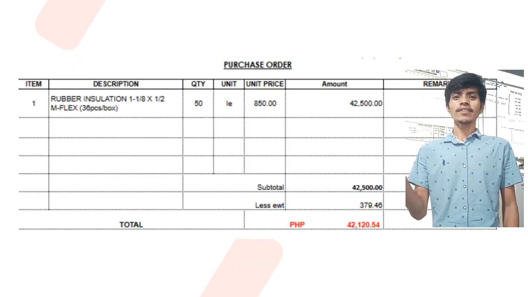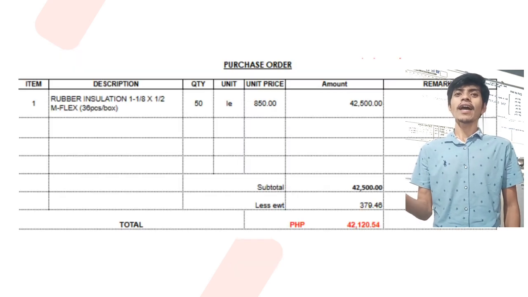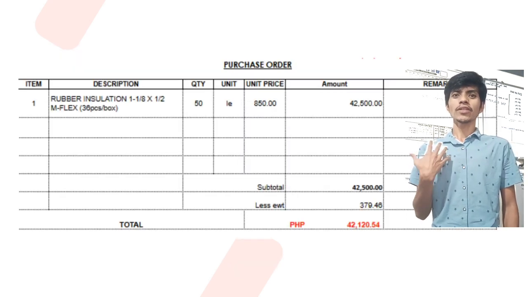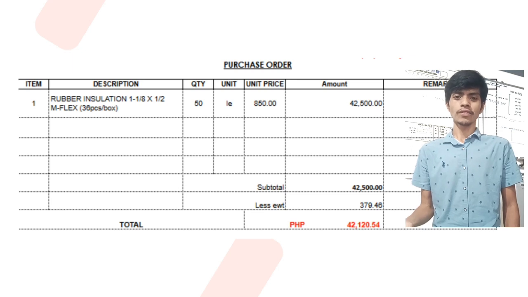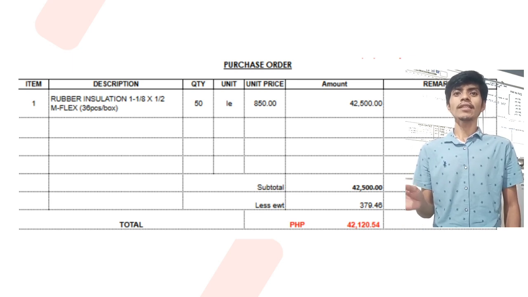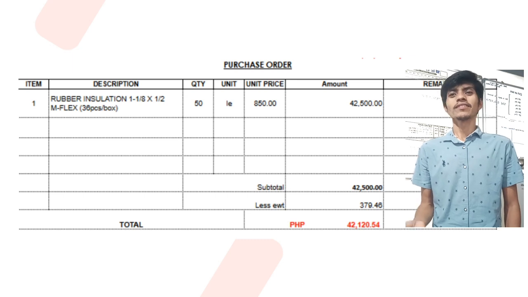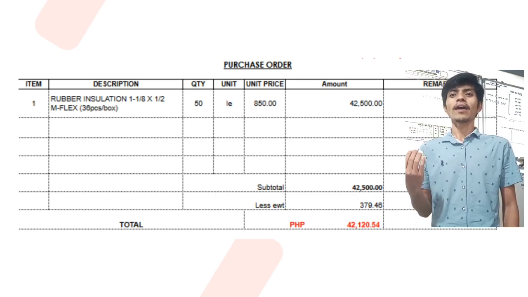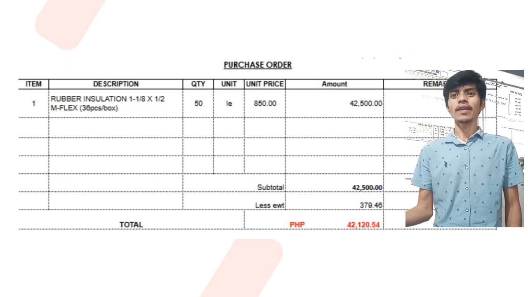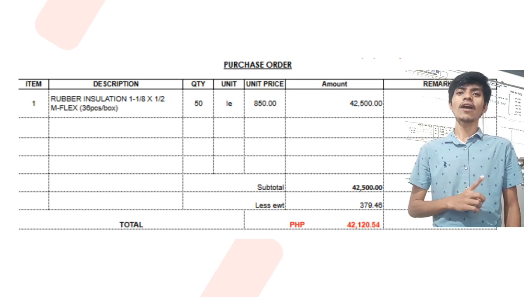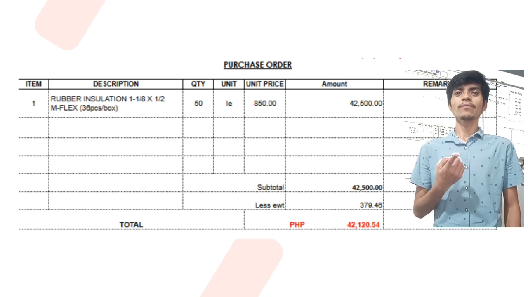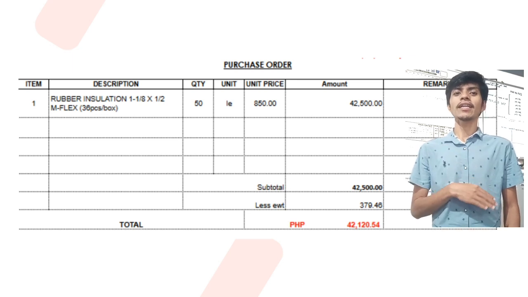Now this is the example. How about a purchase order? I have a purchase order, in other words a PO, that is the other term. I put the item and description, the quantity, what kind of unit, the unit price, then a total amount, then our remarks.